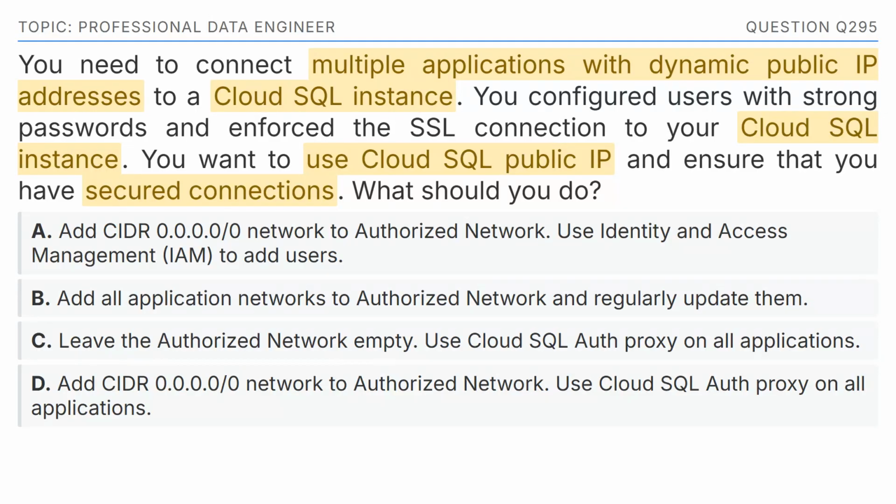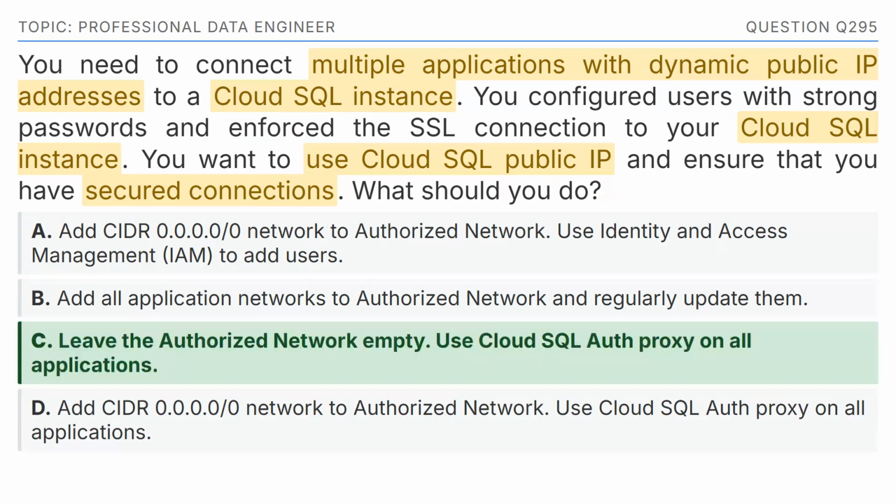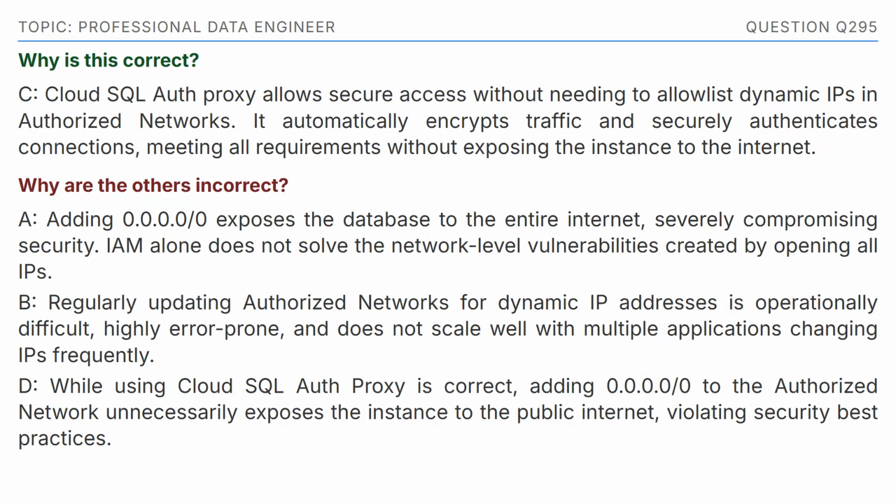To arrive at the correct answer, we focus on the keywords: multiple applications with dynamic public IP addresses, Cloud SQL instance, use Cloud SQL public IP, secured connections. The correct answer is Option C, leave the authorized network empty. Use Cloud SQL Auth proxy on all applications. Why is this correct? C. Cloud SQL Auth proxy allows secure access without needing to allow list dynamic IPs in authorized networks. It automatically encrypts traffic and securely authenticates connections, meeting all requirements without exposing the instance to the internet.